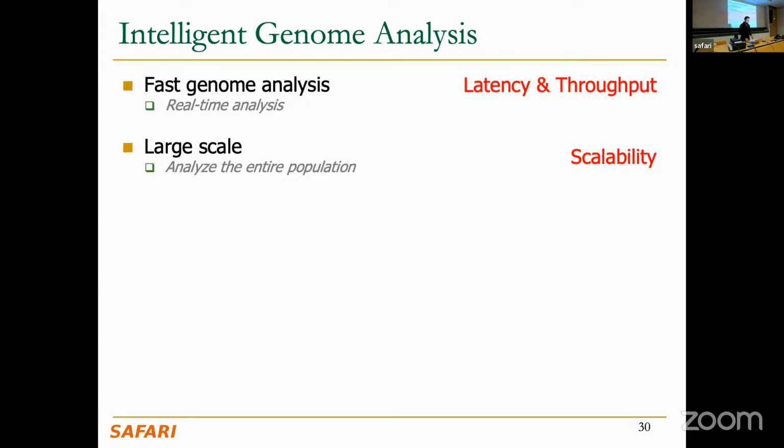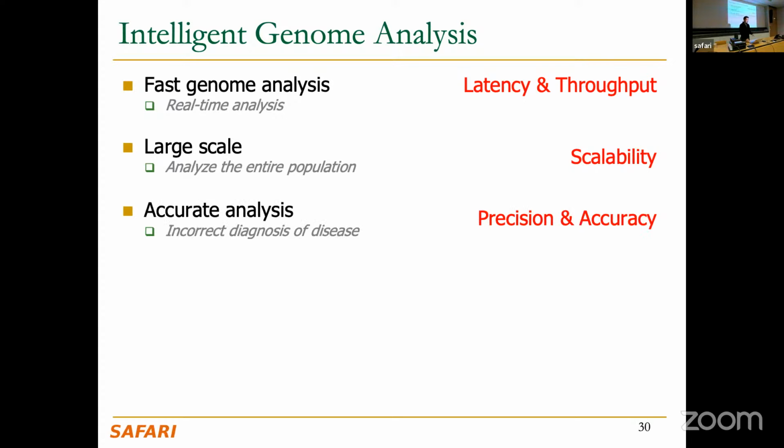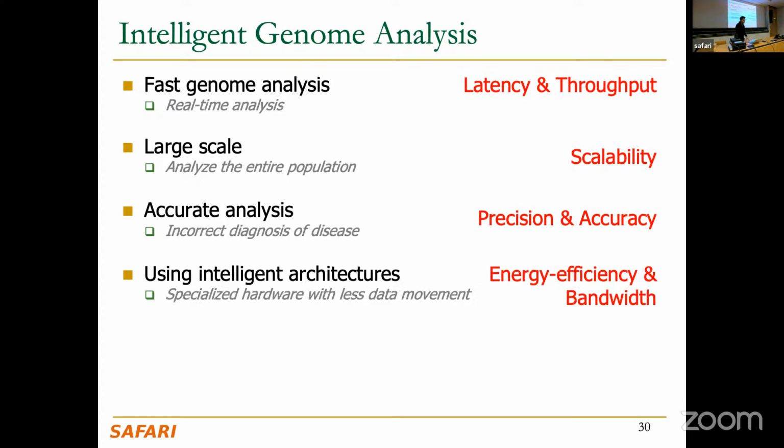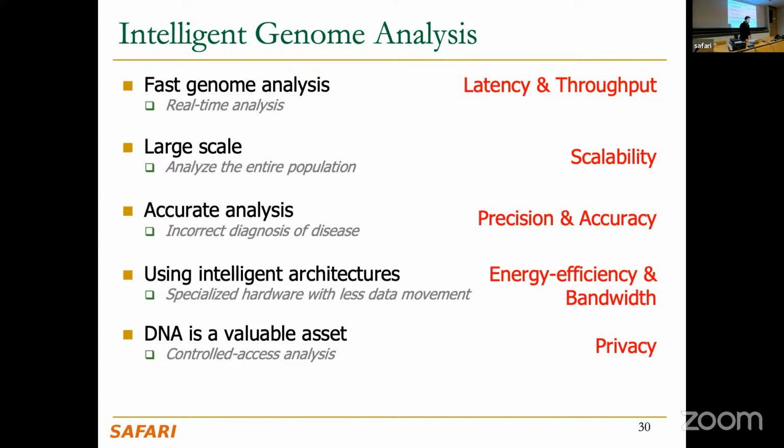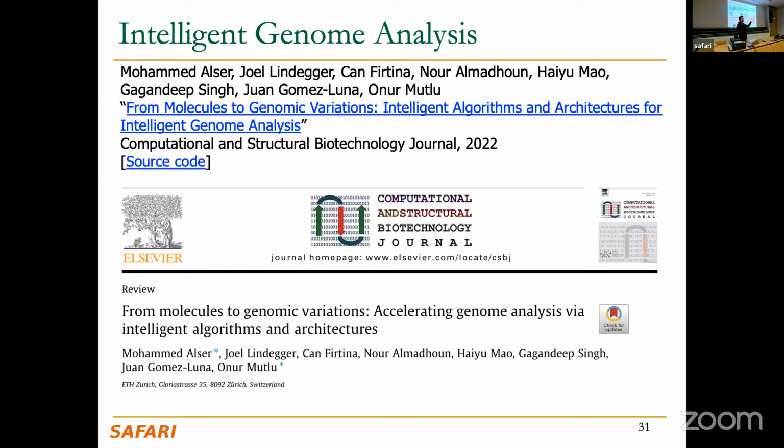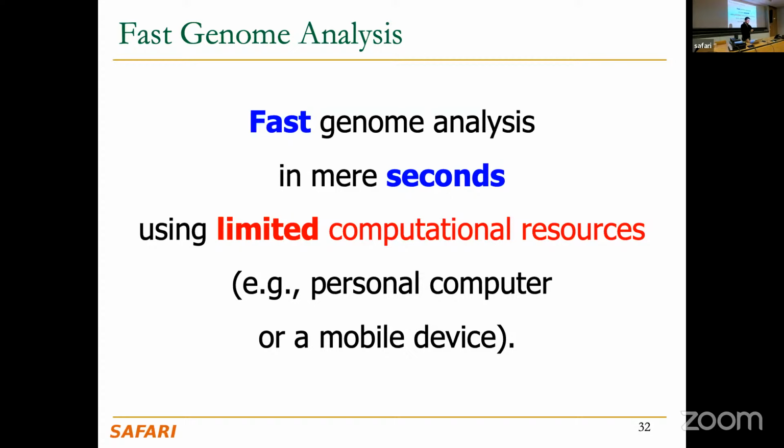Of course, we want to perform accurate analysis, meaning we really don't want to diagnose someone incorrectly, right? This is extremely sensitive analysis. And by doing so, we want to use intelligent architectures, the architecture that fits our purpose. And the last point is that DNA is an extremely valuable asset to protect. So this means that privacy is very important for that particular sensitive data. We're talking about all of these in this paper, so you can go and read it, but I'll quickly go over these steps one by one.